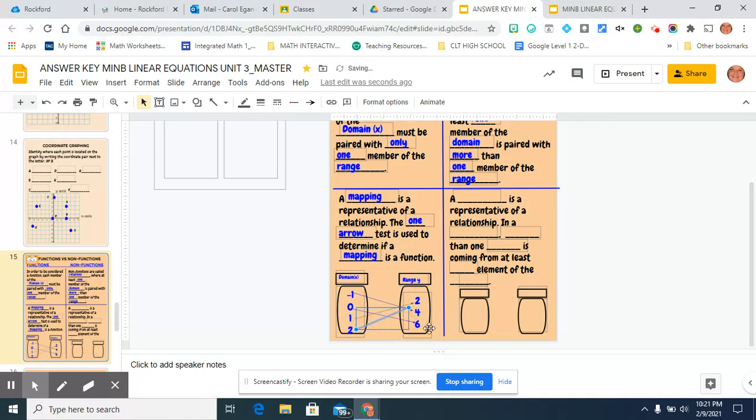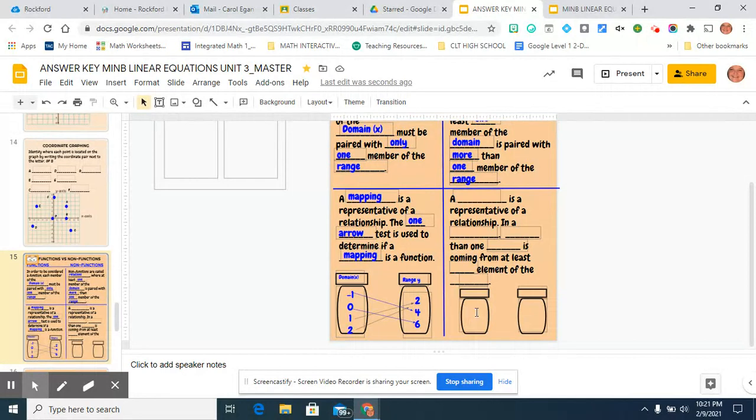Now on the other side, we do have a number, and we'll see what it points out mostly. We can say 2 or 4 that have more than one arrow pointing to it. And that's okay, because what we're worried about is the domain. Each member of the domain can only be pointing at one number over here.